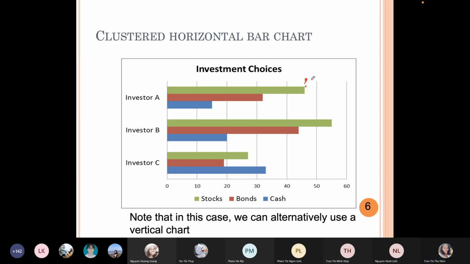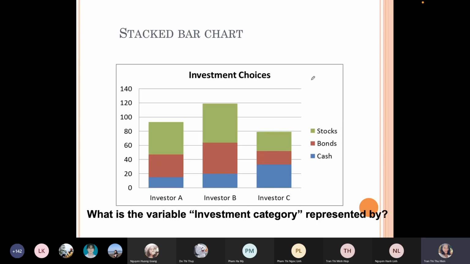So it is another way to present the data. And for the next, the stacked bar chart, each column combines stock, bond, and cash for each investor. And here, when you look at the stacked bar charts, it is easy for you to compare totals.